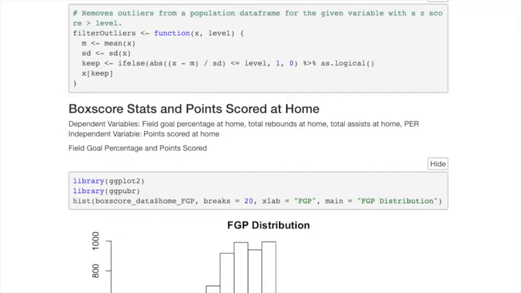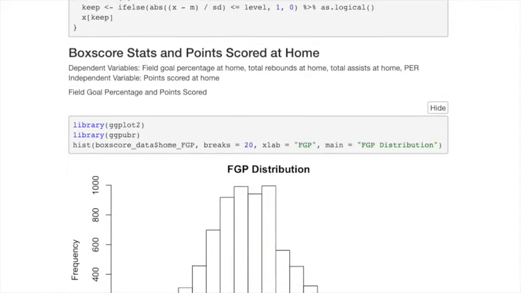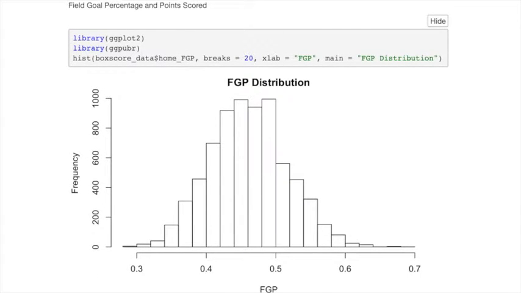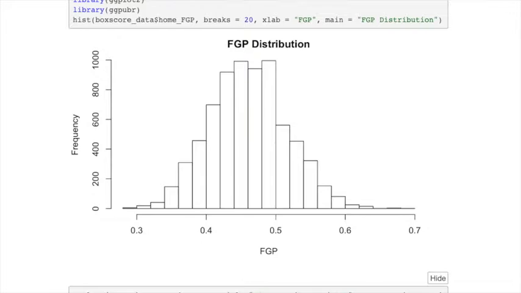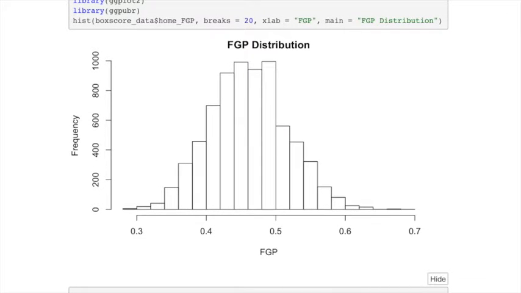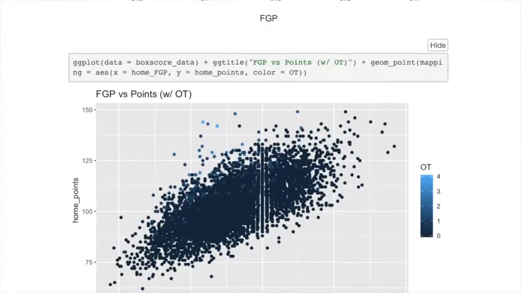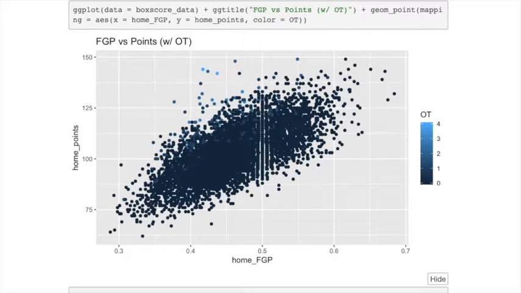So the first thing I did was define a helper function for removing the outliers. And then I just went right ahead and started looking at the distributions of field goal percentage, total rebounds, total assists, and PER. So you'll notice for field goal percentage, it's a fairly normal distribution. From the scatter plot, there seems to be a pretty decent correlation between field goal percentage and the total points you scored.